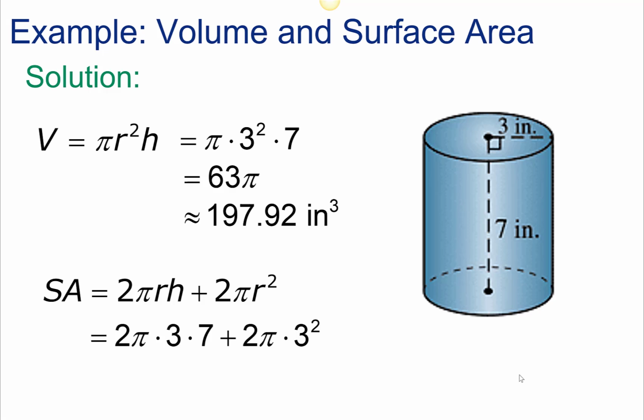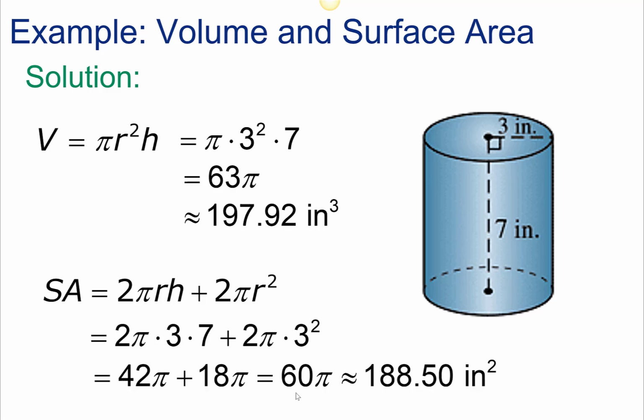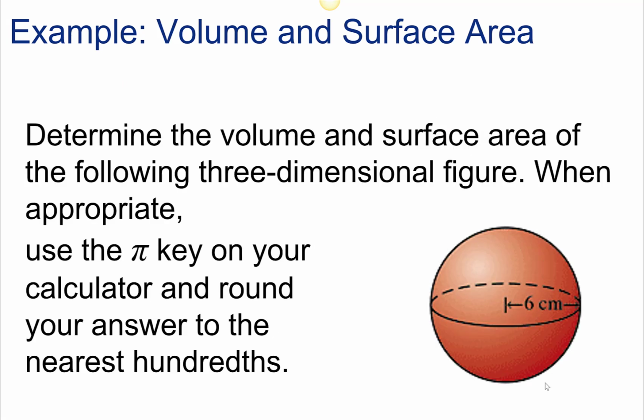Again, if I drop the numbers in and simplify it, I come up with 60 pi. This comes out to be 42 pi plus 18 pi. The last thing I do is multiply by pi, and I get 188.5 square inches.